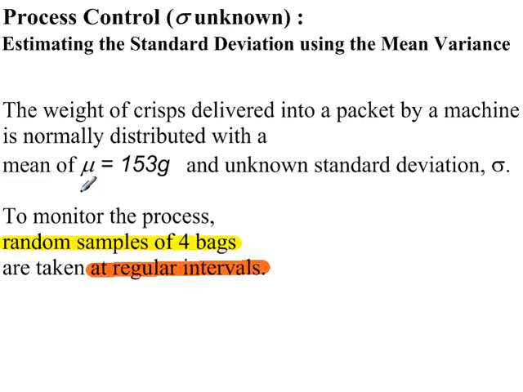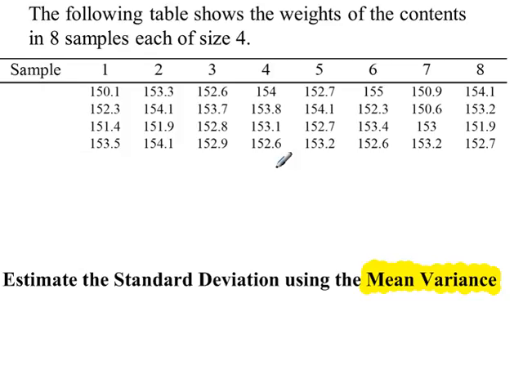The population mean is given. We're taking random samples of size 4 at regular intervals. So we have 8 samples. Each one has 4 values. So each sample is of size 4. So sample 1, we calculate the standard deviation.